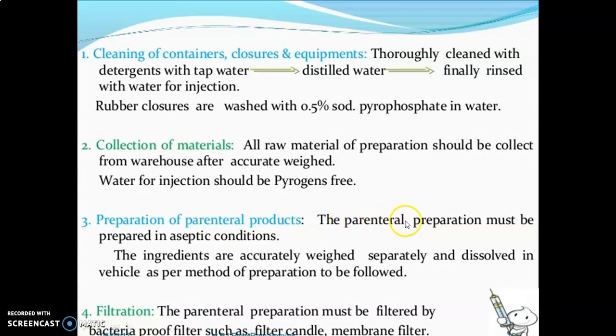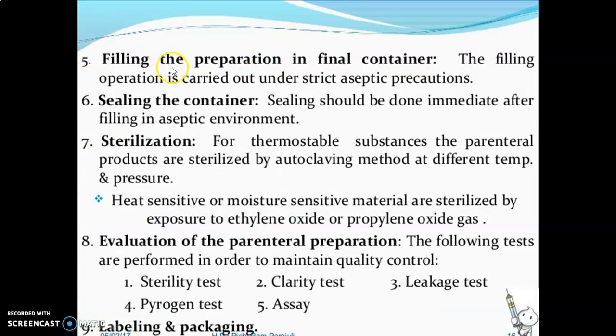Preparation of parenteral products. The parenteral preparation must be prepared in aseptic conditions. The ingredients are accurately weighed separately and dissolved in a vehicle as per the method of preparation to be followed. Filtration. The parenteral preparation must be filtered by a bacteria-proof filter such as filter candle, membrane filter, etc. Then filling the preparation in the final container. The filling operation is carried out under strict aseptic precautions. Sealing the container. Sealing should be done immediately after filling in the aseptic environment.